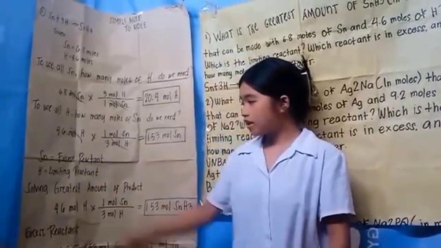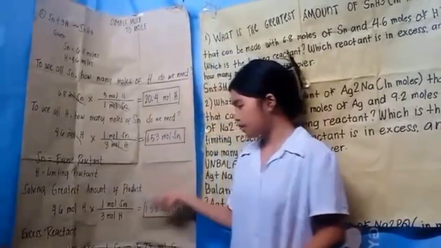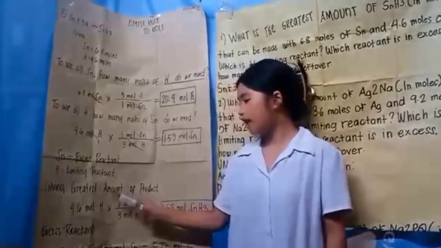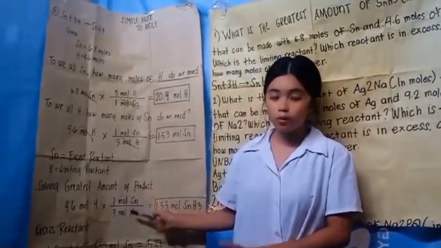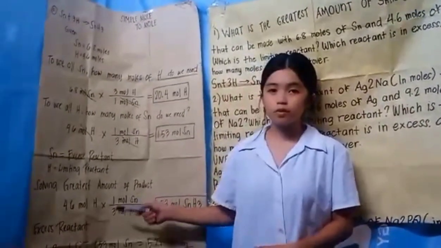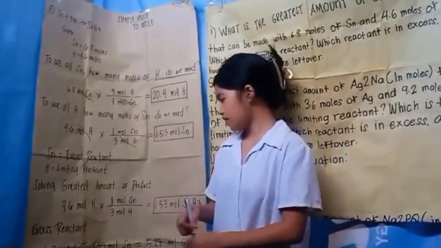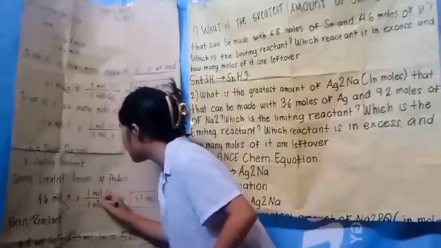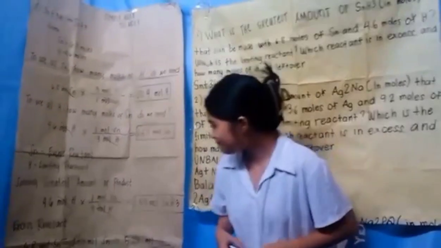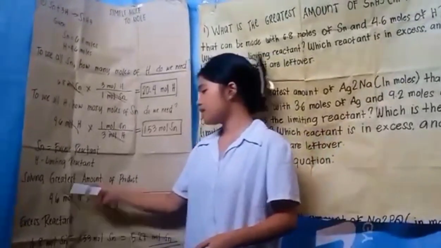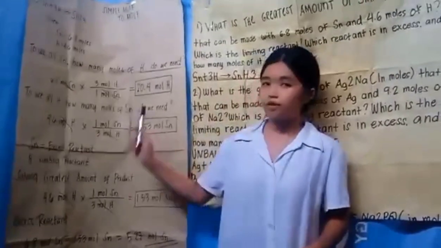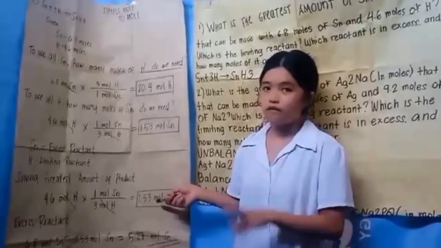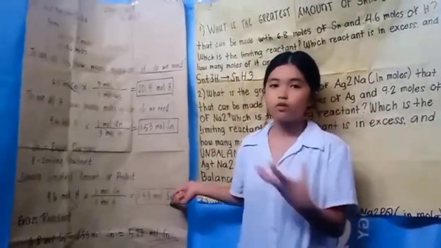So we're going to solve for the greatest amount of product. We have here 4.6 moles of H multiplied by 1 mole of Sn over 3 moles of H. We're going to use the cancellation property, and it would be 4.6 multiplied by 1 mole of Sn over 3. That would result to 1.53 moles of SnH with a coefficient of 3.